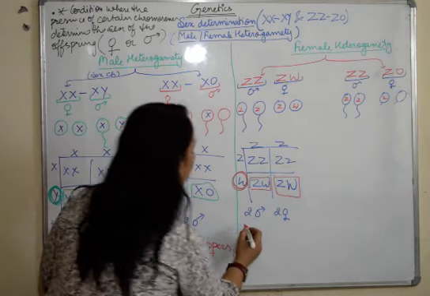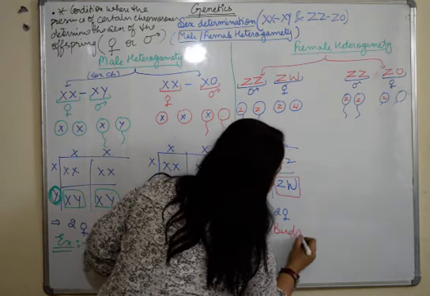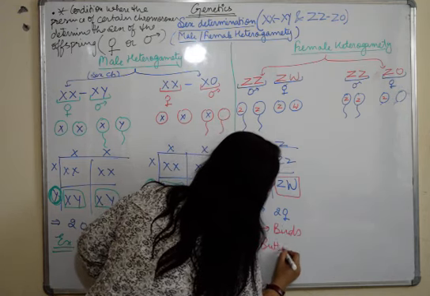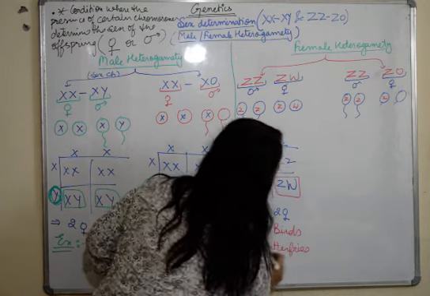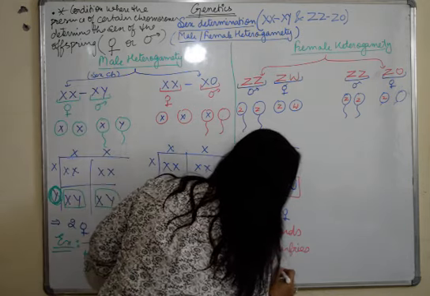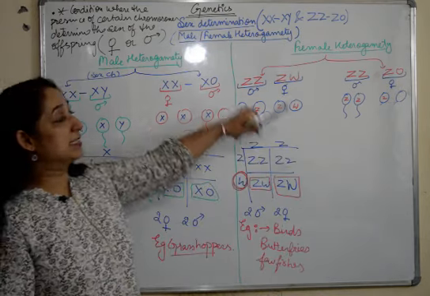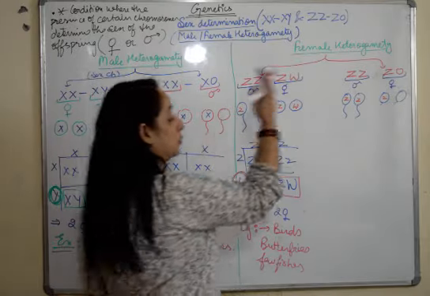Very important thing now, examples. It is seen in birds. It is seen in butterflies. Fine, it is seen in birds and butterflies. It's also seen in a few fish. Fine. So these are the examples where we can see female heterogamety. Come to the next scenario.